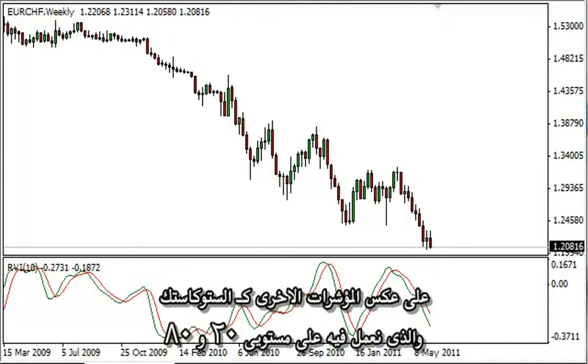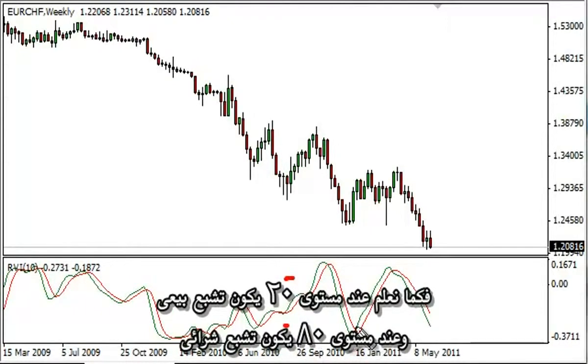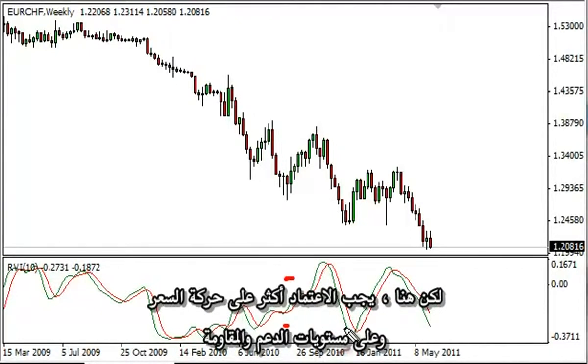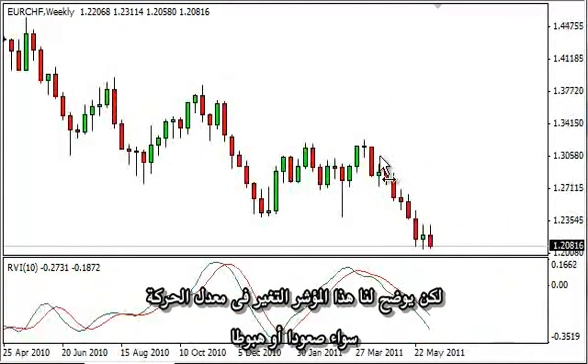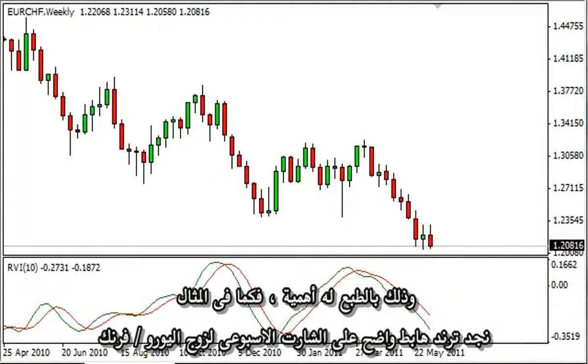It's very similar to stochastics. Unlike stochastics, though, there is no 80 and 20 level where, once it's down here, it's oversold, and once it's up there, it's overbought. You have to rely more on price action and support and resistance for that. But what you do get is a measure of whether or not momentum is rising or falling. And that's very important.